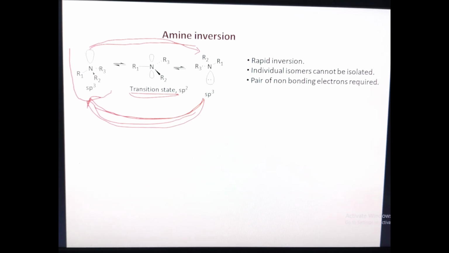Here the sp3 nitrogen contains a pair of electrons. Here also sp3 containing a pair of electrons, but in the transition state the p orbital is vacant, hence it is sp2. It is always in the inversion state, rapid inversion. Because of the rapid inversion, we cannot isolate these isomers. We cannot isolate this and this.